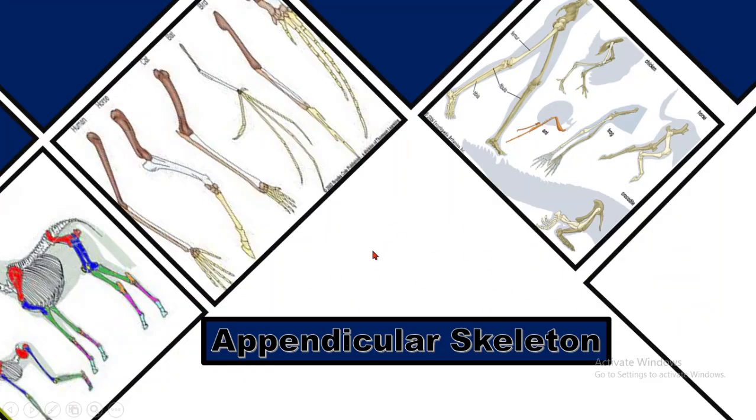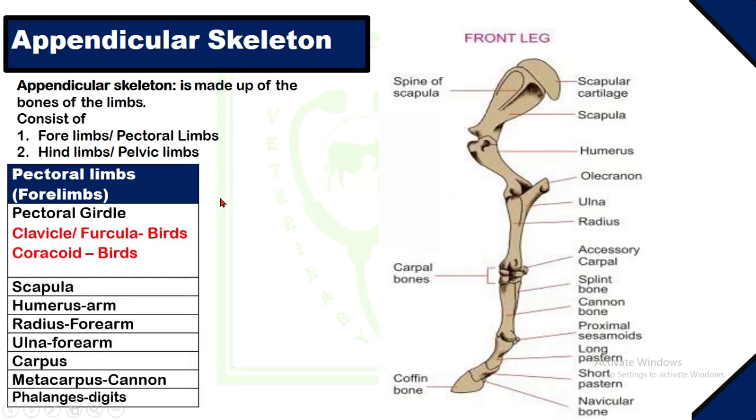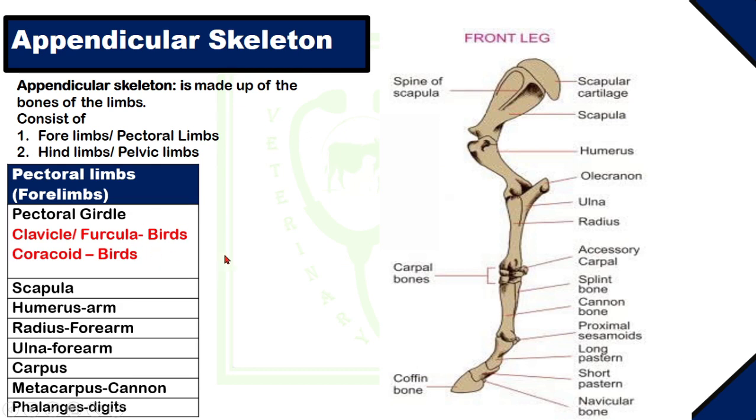Last but not the least, appendicular skeleton. Appendicular skeleton is made up of bones of limbs. Appendicular skeleton consists of 4 limbs: the forelimb, which is also known as pectoral limb, and the second one is the hind limb, which is also known as pelvic limb. Bones in a forelimb. In large animals, pectoral girdle consists of only the scapula bone, whereas in birds it consists of clavicle or furcula bone, coracoid bone, and scapula bone.